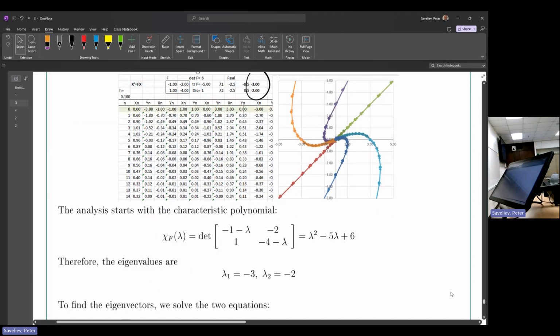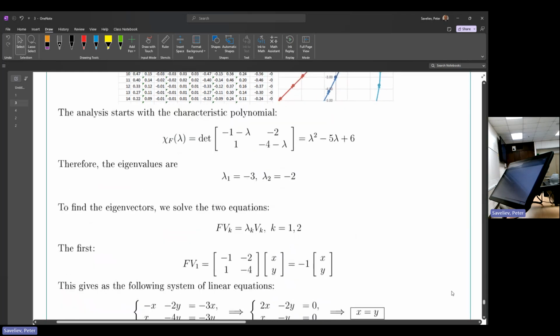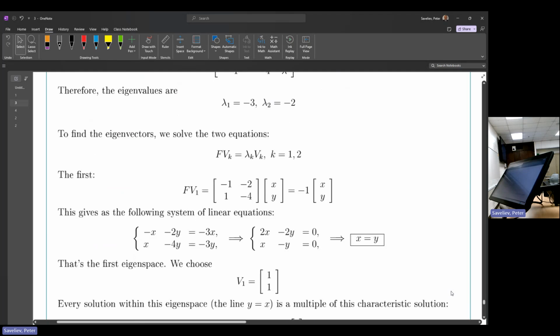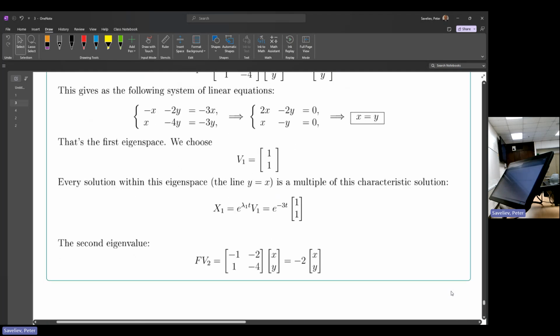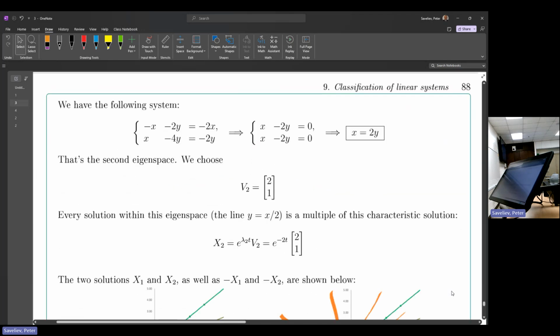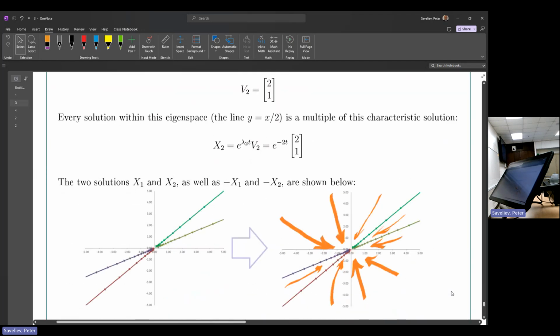Because the eigenvalues are different, it automatically means that the eigenvectors are different too. So one is x equal to y as the eigenspace, and the other one we found here is x equal to y. It is not perpendicular as we have seen before, but rather these are the eigenspaces. And whatever happens in between still converges towards the origin in a manner that's not linear.